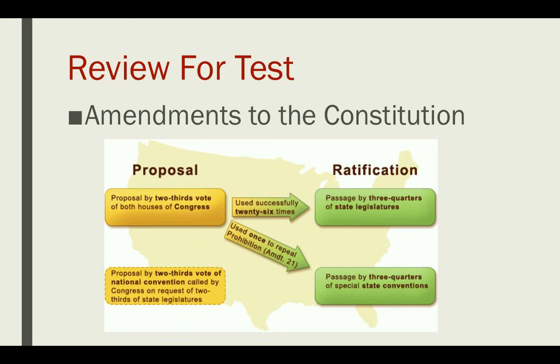The amendment process. The amendment process was added to the Constitution to allow for change over time. Remember, at the beginning of the country, that world, those people, their thoughts were completely different than the world we live in today. So there had to be something added to the Constitution to allow for change over time, and that is the amendment process. The first 10 amendments to the Constitution dealt with the people's rights. Remember, you call that the Bill of Rights.